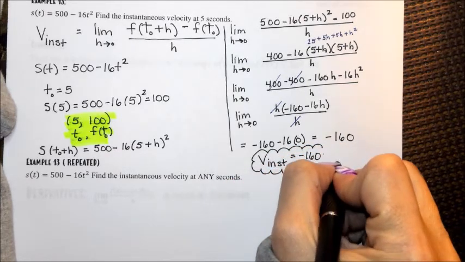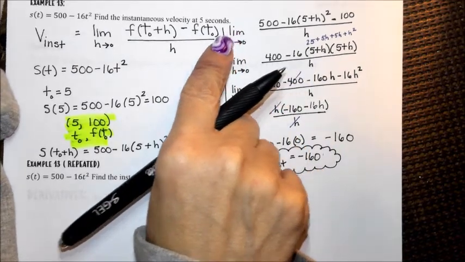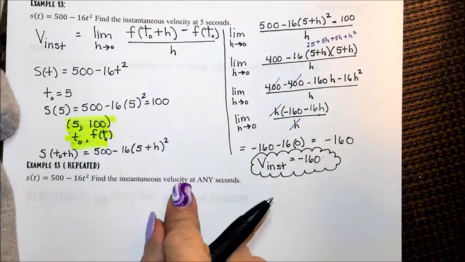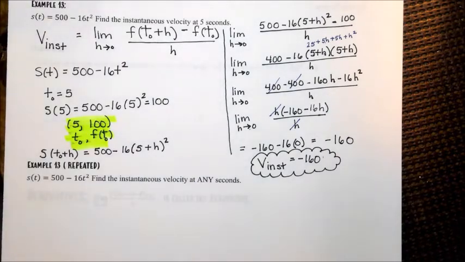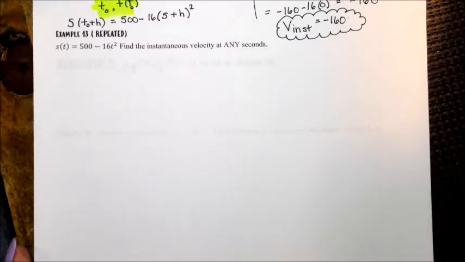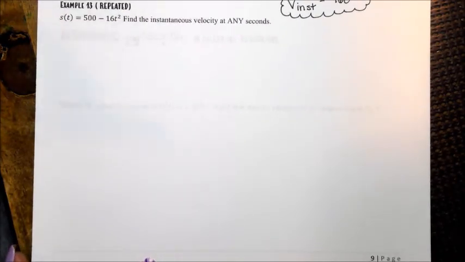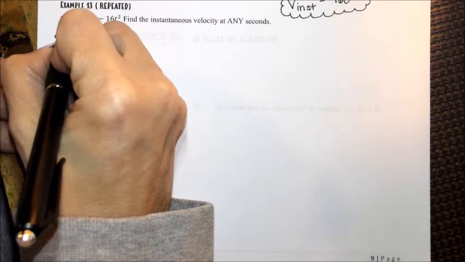You probably know where this is going, right? That was at 5 seconds. What if I wanted the instantaneous velocity for any second? What if I didn't want to do it specifically at 5? What if I wanted to know at any time? Well, we can do it. So same problem repeated, but instead of doing it at 5, we're going to do it for any second. Now, it does take a little bit of work, but we can do it. So here we go. We're going to do s of t.